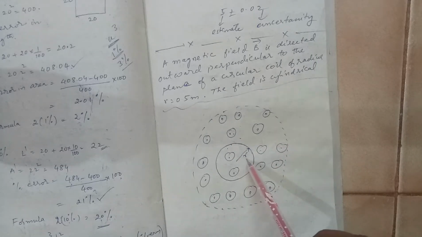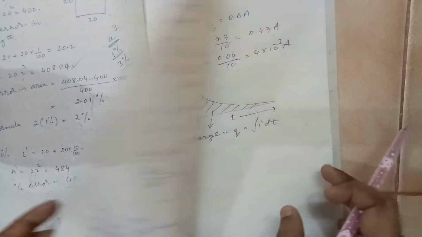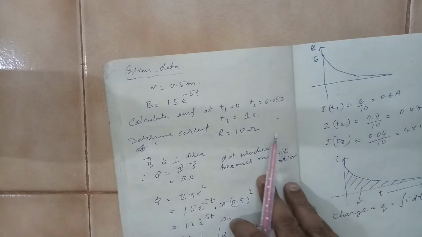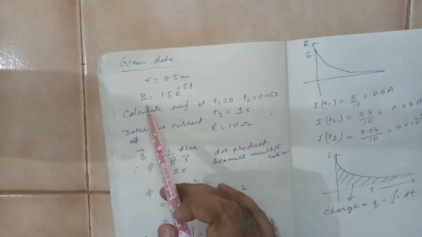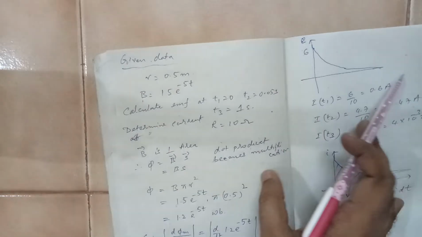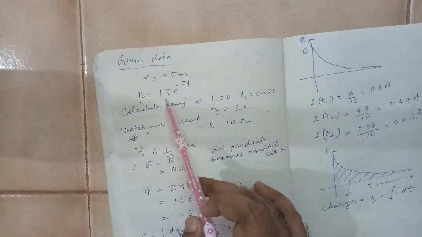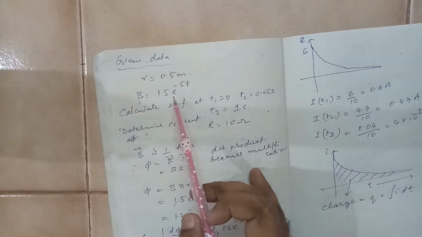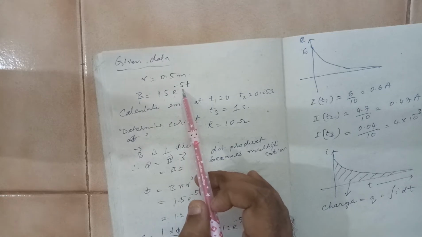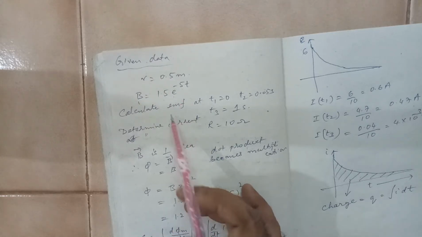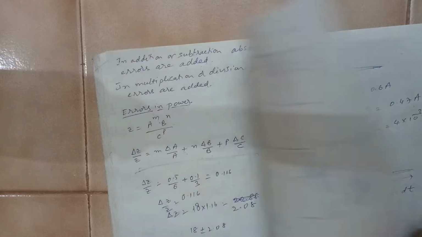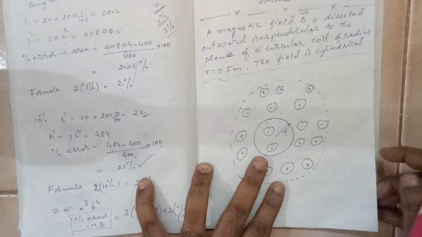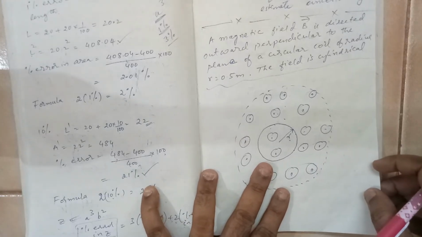The radius of the coil is given, and this time varying magnetic field is given. It is B is equal to 1.5 e power minus 5t. You can see it is an exponential decreasing function. So that means this magnetic field is not constant, and it is decreasing over time.